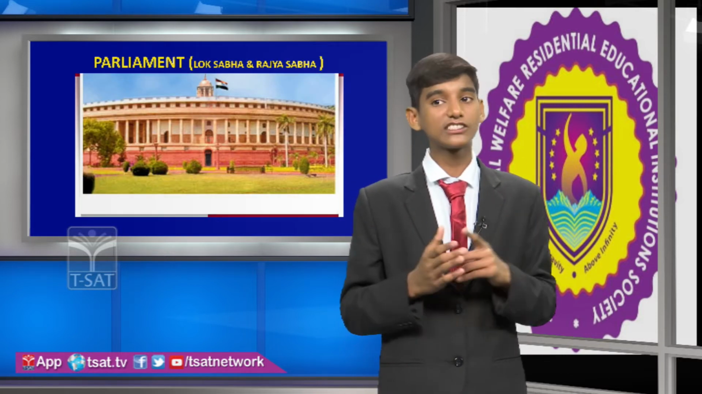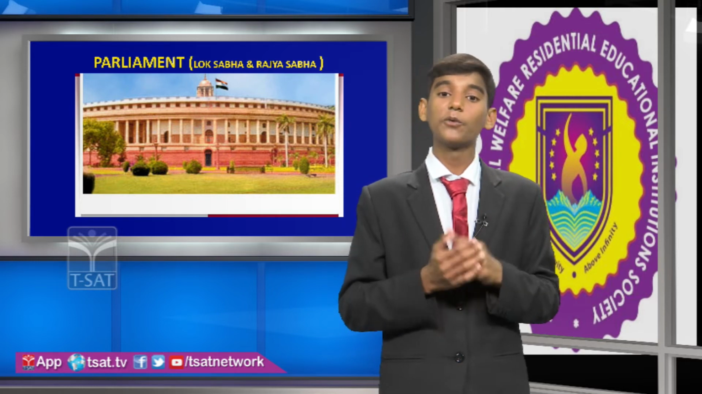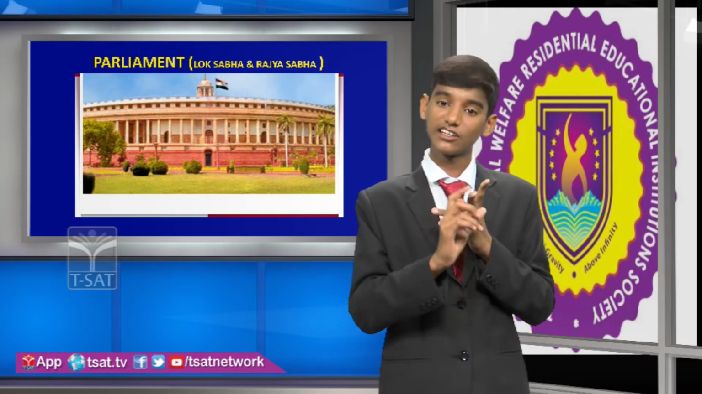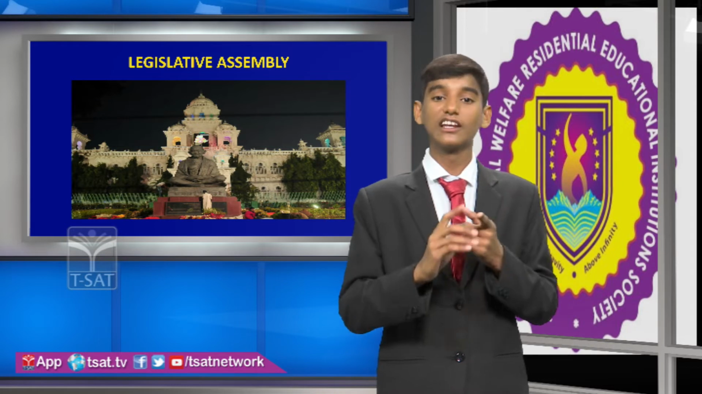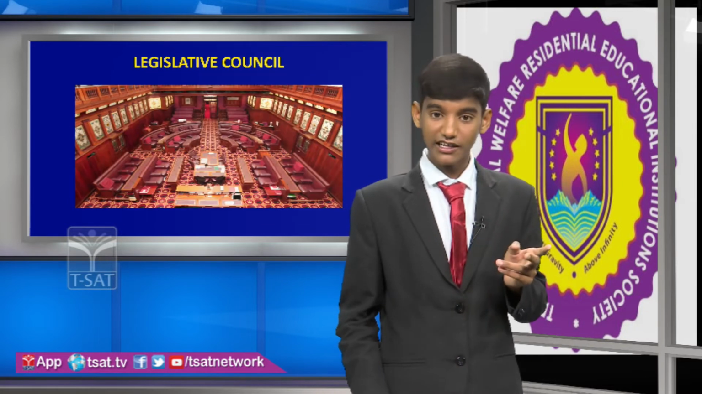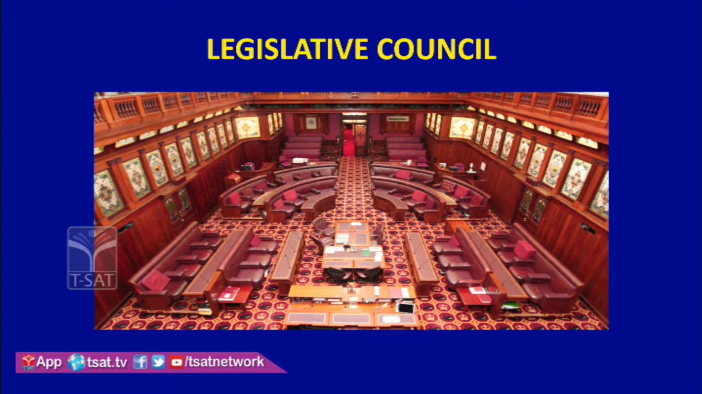Moreover, our country has three types of democracy. They are central, state and local. First, we discuss the central. Central is the first level. At the central level, we have the Lok Sabha and Rajya Sabha. State is the second level. At the state level, we have the Legislative Assembly and Legislative Council. Local is the third level. At the local level, we have the Gram Sabha.